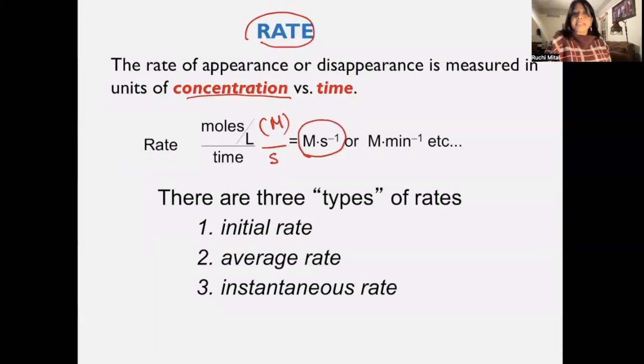Okay, the time could be in seconds, the time could be in minutes. So it is important that you understand molarity. The other thing is molarity is going to be given in square brackets. This means it is a concentration. So if it is given [A], it means it is the concentration of A. Now, there are three different types of rates. We are going to talk about the initial rate, as the word suggests, average, and instantaneous rate.